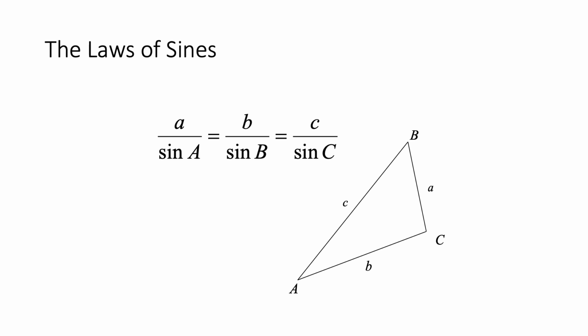You take your side A and divide it by the sine of angle A, and that's going to be equal to side B divided by the sine of angle B, which is equal to side C divided by the sine of angle C. You can write it like this, or you can flip them all over and put the sines on top with the sides in the denominator as well.